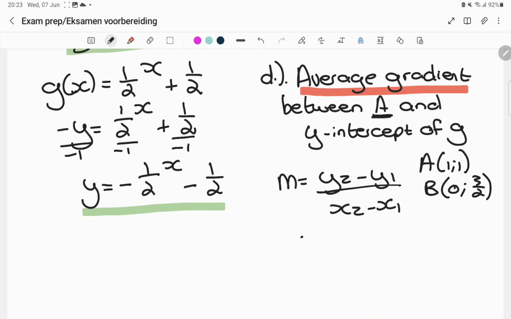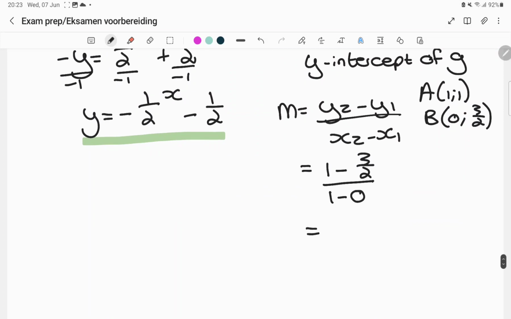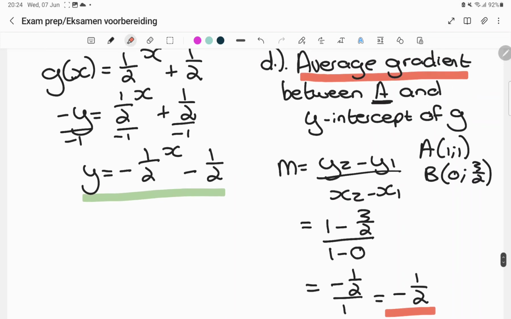Now we just substitute these 2 points in. So in m's place, I'm going to put 1 minus 3 over 2, divided by 1 minus 0. Calculating this, I will get minus a half over 1, which is just negative 1 over 2. So this is a nice application question we usually like to ask. Whenever they ask you to calculate the average gradient, they will tell you between which 2 points. You go and get the coordinates of those 2 points and you substitute them into your gradient formula.